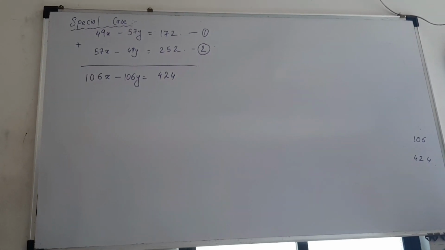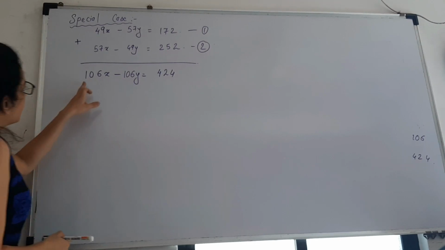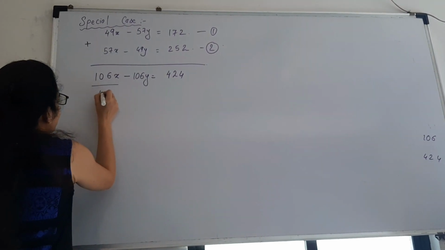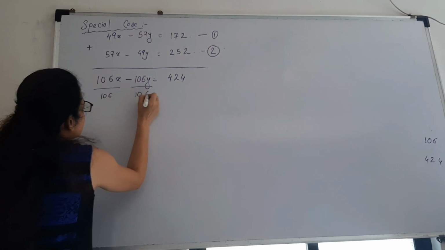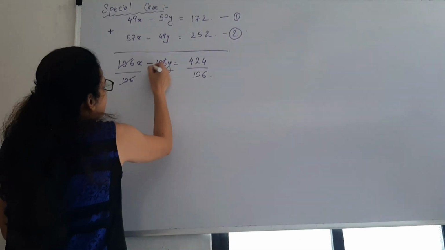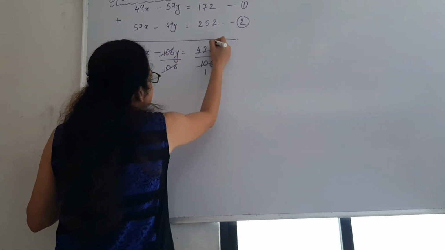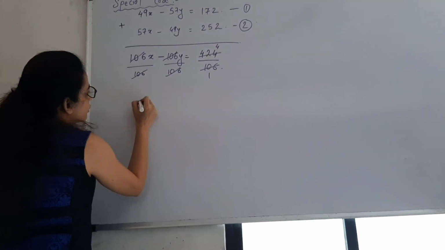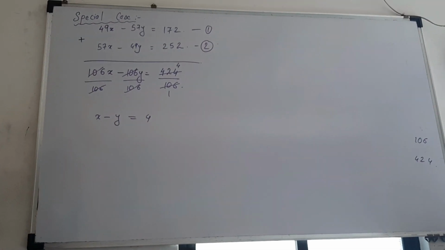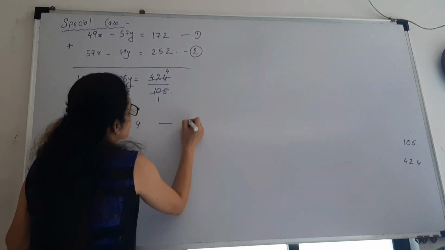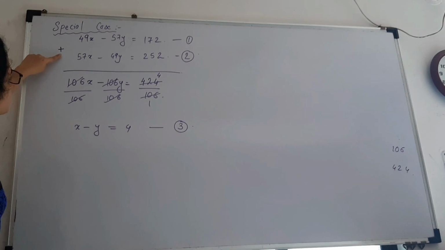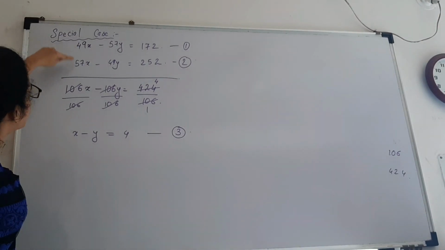Can we simplify this further? Is it divisible by 106 by any means? Let us see: 106, 106, 424. If I divide throughout by 106, what am I getting? 106 divided by 106 is 1, and 424 divided by 106 is 4. So it is left with x minus y equal to 4. This has turned out to be a very simple equation. Let me name this as 3. This is the special case where coefficients are interchanged, so we are adding the two.